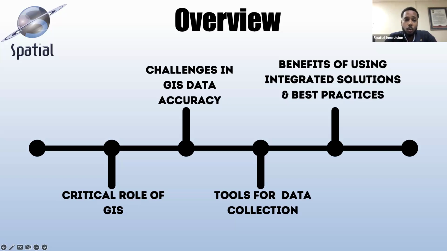So we look at the critical role of GIS. So many of us here utilize GIS in the work that we do, so we want to examine the critical role of GIS. We want to look at challenges that we have in GIS data, so we're going to briefly look at that. And then we're going to look at some tools available for data collection. And every tool that you see we speak about here, we do have them available, so we do distribute them. And finally, we're going to look at the benefits of using integrated solutions, so using your hardware and your software integrated, and best practices while doing so.